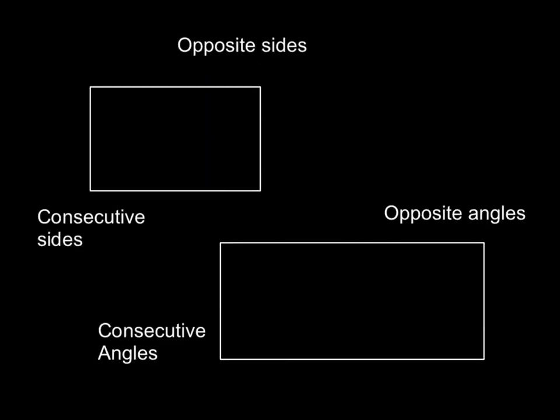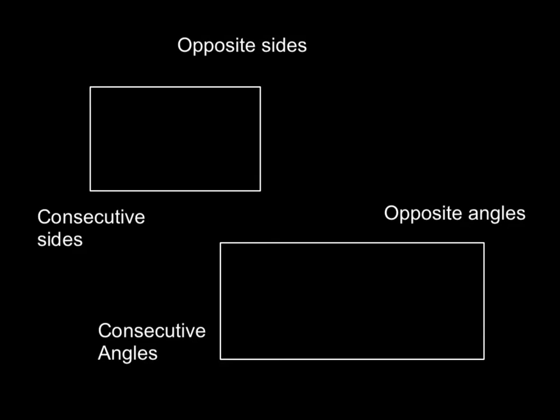Let's take a look at some quadrilaterals now. Quadrilaterals are simply four-sided polygons. Now, we typically think of rectangles as quadrilaterals, but as we'll see, there are a few other types. But first, defining the parts of a quadrilateral.